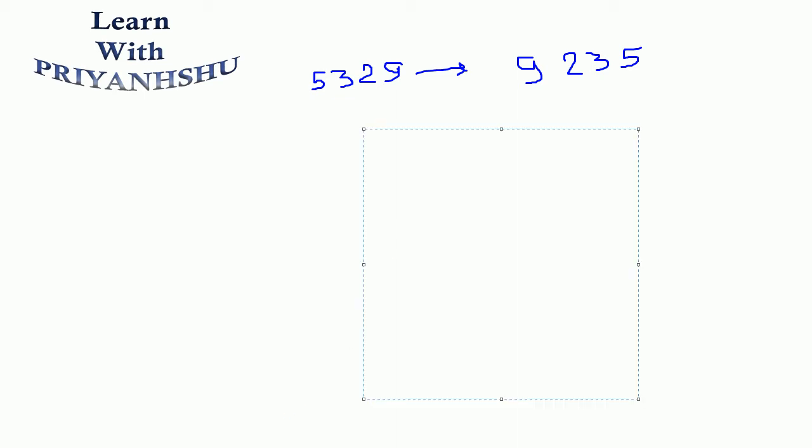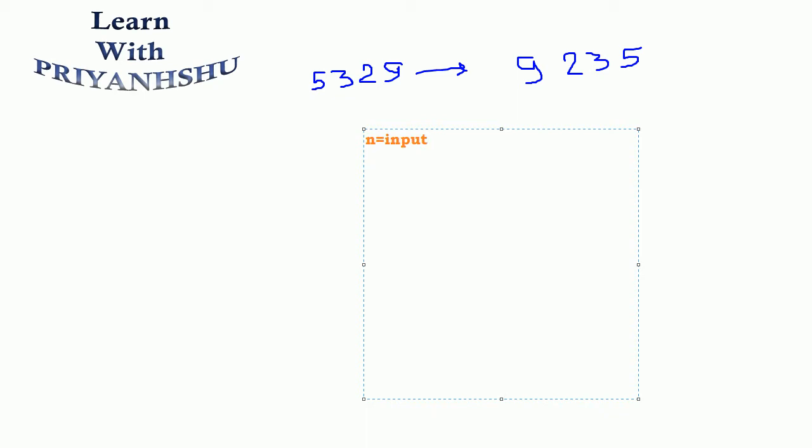Now let's take an example. For example, we have a number, let's suppose 5329. What is the reverse of this number? 9235. Now, how do we simply write the program for the reverse? Here I write the program. First we take input.